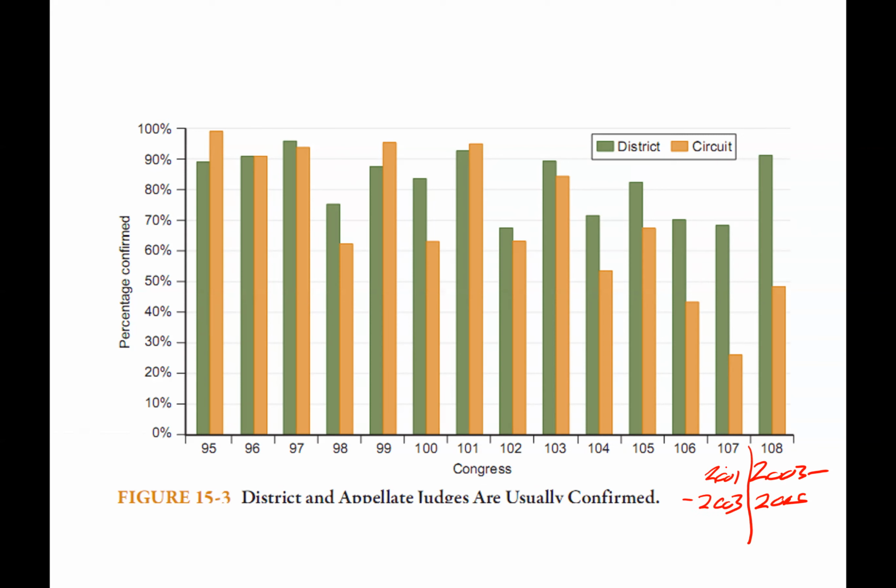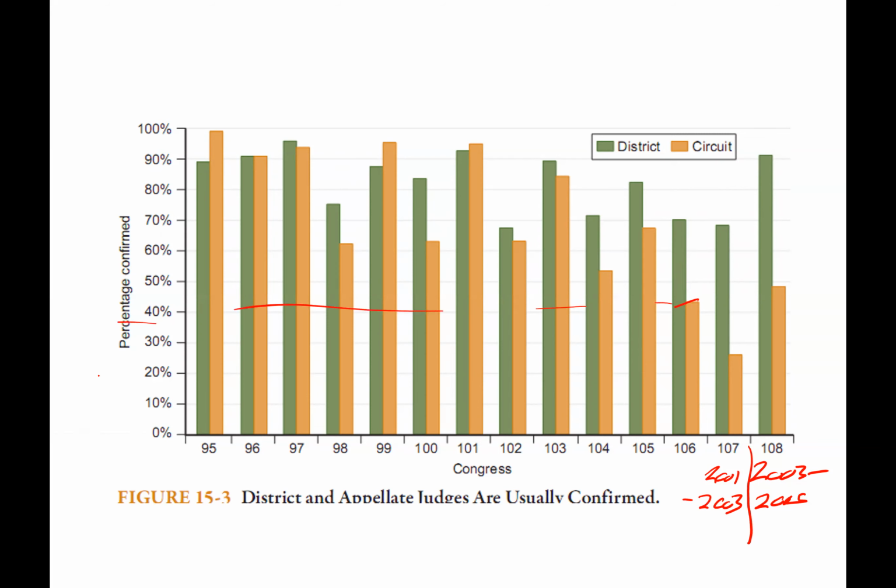This isn't a chart that goes all the way up to the present, but it's showing you this trend specifically. One thing we can note is that the green bars remain relatively high throughout this time frame, indicating that district court judges tended to be pretty non-controversial and were confirmed at a pretty high rate. What you see, though, is that these orange bars, these circuit court nominees, begin to drop here when we get into the late 90s, early 2000s.